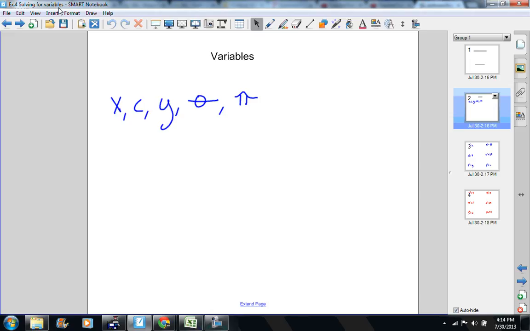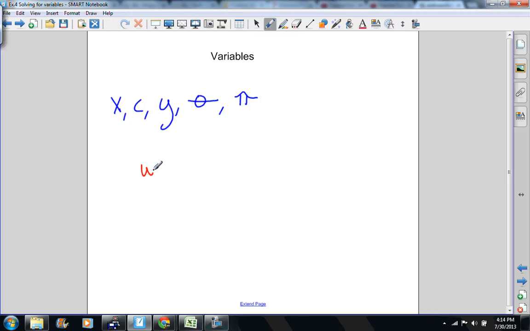So we're looking at variables, and variables can be anything: x, c, y, any letter. They can be delta, they can be pi, they can be theta, doesn't matter. But what they are is an unknown number, and it can be anything. We can say x equals 2, x equals 5, x equals 10. It's whatever number we want it to be. We just don't currently know what it is yet.